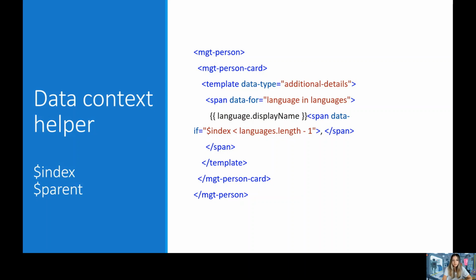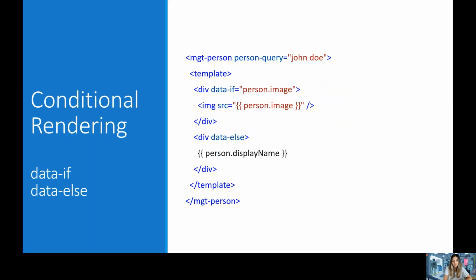And we have data context helpers too. Here we have index and parent. If you want to call something in your application HTML, you can just use index and parent again. It's available for Graph Toolkit components too.